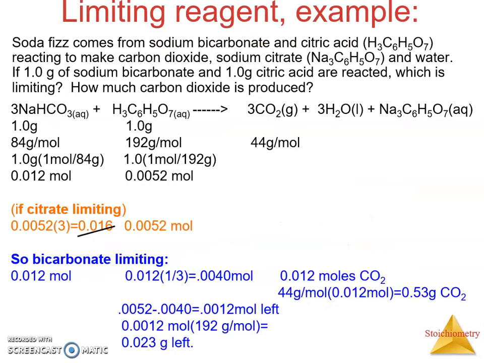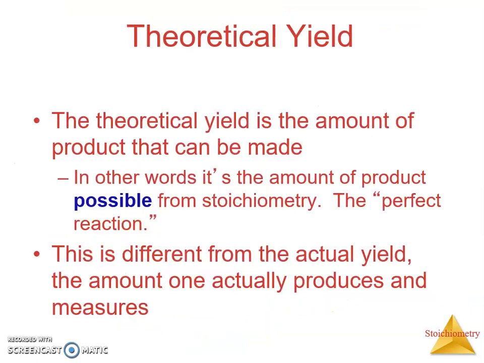Now, limiting reagent example: soda fizz comes from sodium bicarbonate and citric acid reacting to make carbon dioxide, sodium citrate, and water. If 1 gram of sodium bicarbonate and 1 gram of citric acid are reacted, which is limiting and how much carbon dioxide is produced? So this is if citric acid limits, you do the calculation like this. Then bicarbonate.